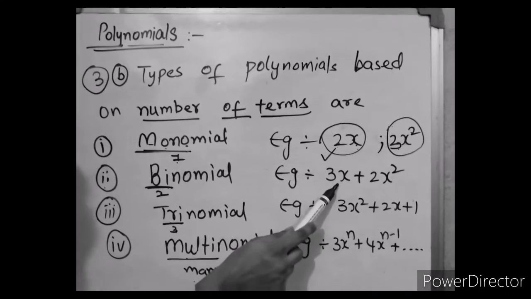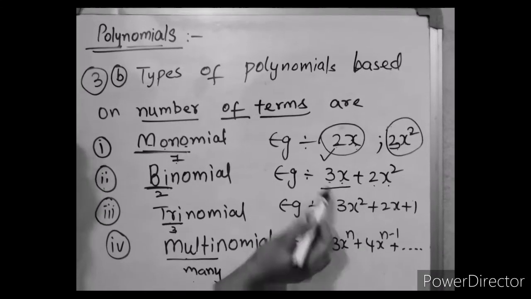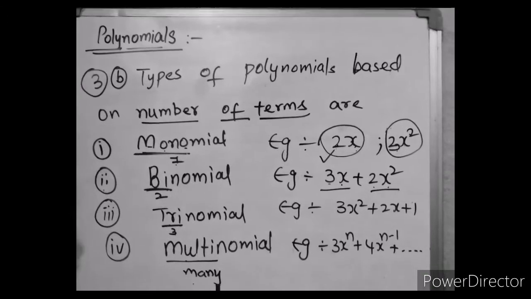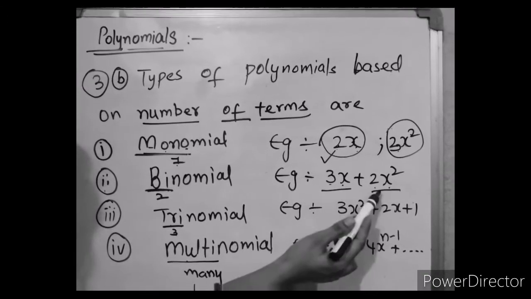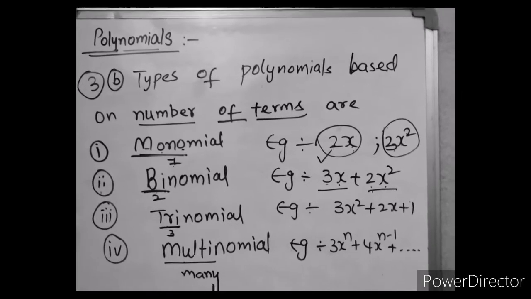Here, for the binomial example, I have taken 3x plus 2x square. Here 3x is one term and 2x square is another term. Therefore, the number of terms here is 2, so I can say it is a binomial.